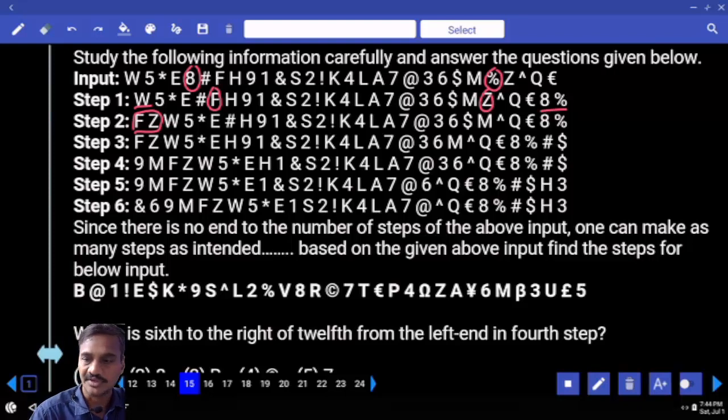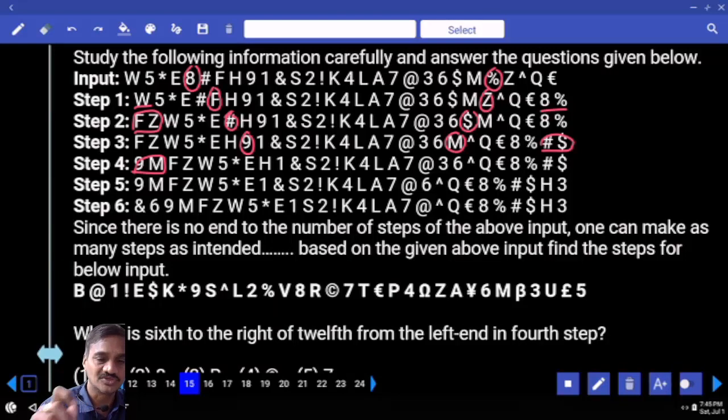Then next one. Now hash and dollar: 1, 2, 3, 4, 5, 6, 7, the seventh element from the left hand side and the seventh element from the right hand side, written at the last two places. Then next one, 9 and M. 9 is 1, 2, 3, 4, 5, 6, 7, 8, the eighth element from the left hand side and the eighth element from the right hand side, written at the first two places.